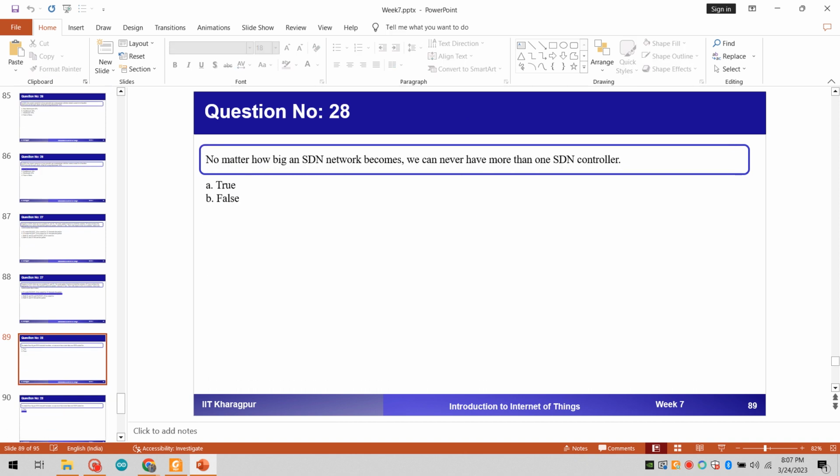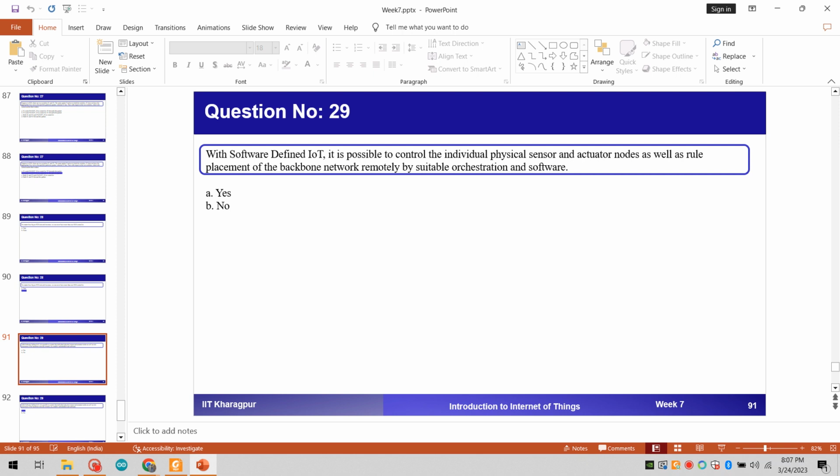Next question is, no matter how big an SDN network becomes, we can never have more than one SDN controller. Options are true or false. False. Yes. Yeah, false.